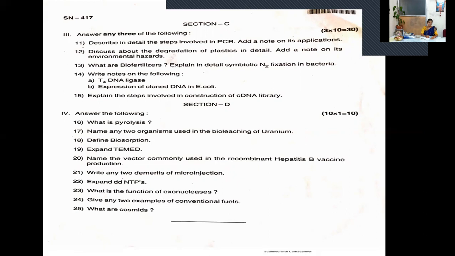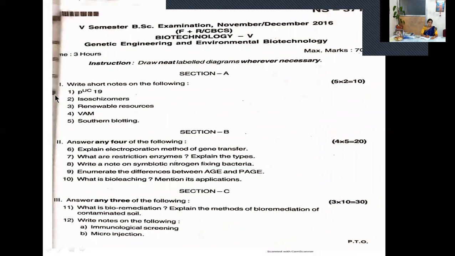Now let us go through 2016 paper. Write short notes on the following. pUC19, isoschizomers, renewable resources, WAN, Southern blotting. Okay, then our second main, answer any four of the following.